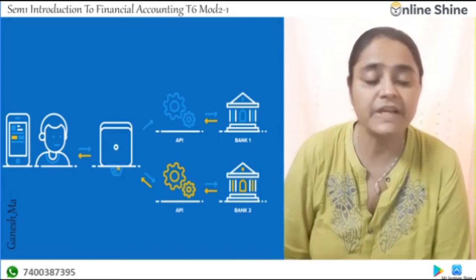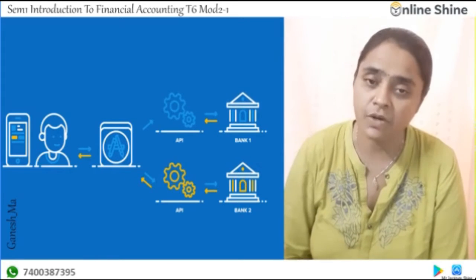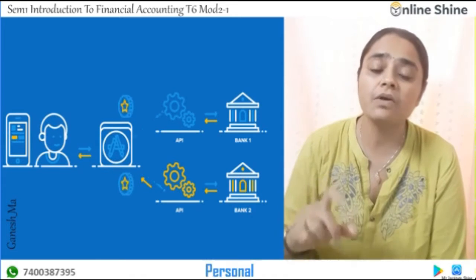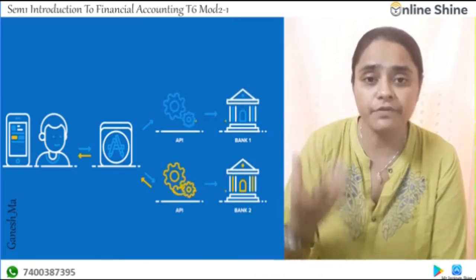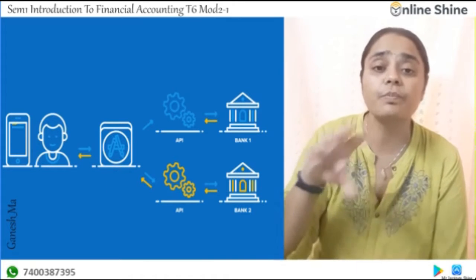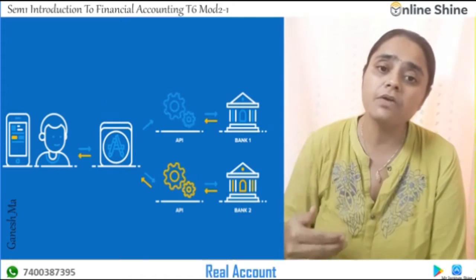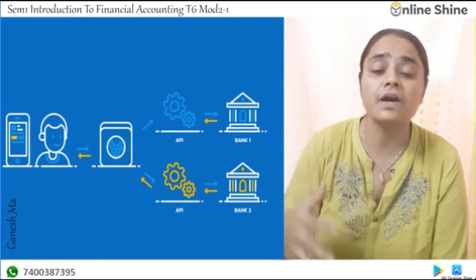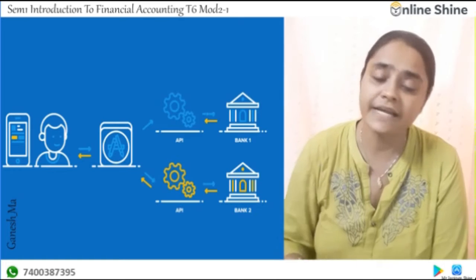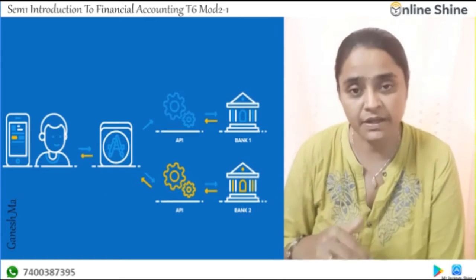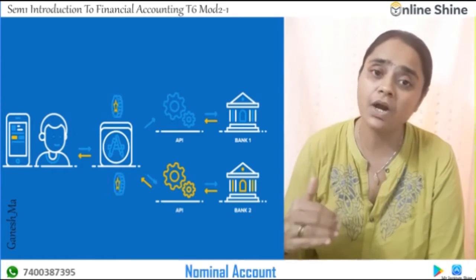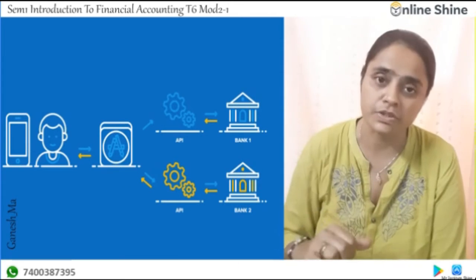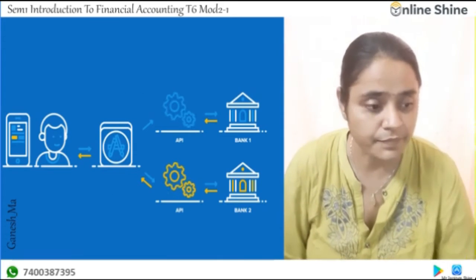Basically there are 3 types of accounts: the personal account, the real account, and the nominal account. A personal account is an account of an individual or a group of individuals, or a group of artificial persons. A real account is an account of your current assets, your fixed assets, your investments and everything. The last one is the nominal account, which includes your accounts of income or expenses, or profit or loss.